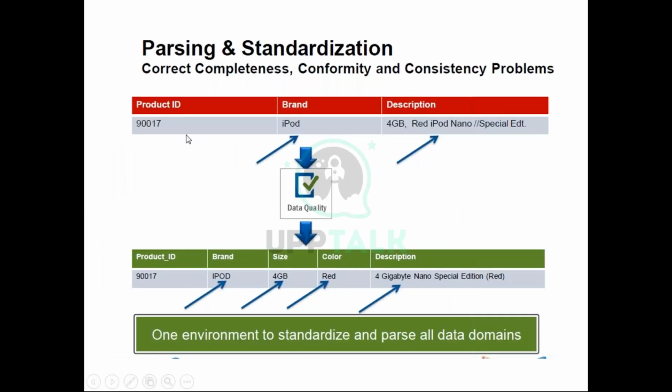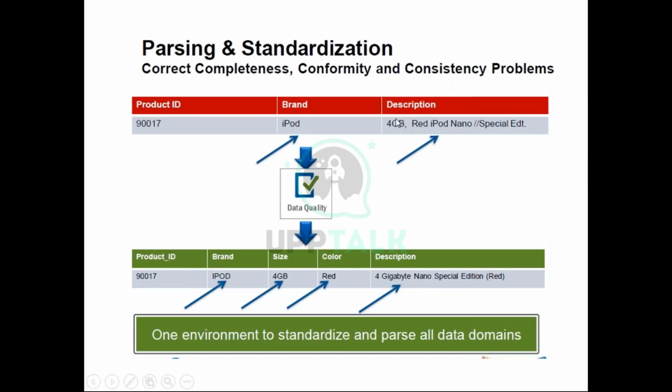You see here, I have the 3 input columns, but I got the 5 output columns. Where you can see I have the product number, I have the brand, iPod, but you see description, but I can get size, color, description separately. This can be achieved based on the parser and the standardization.